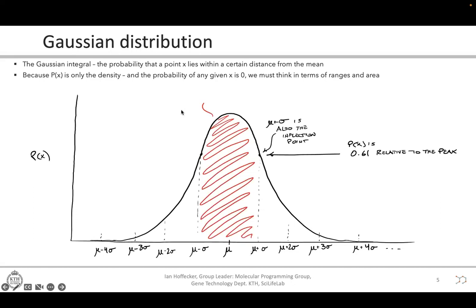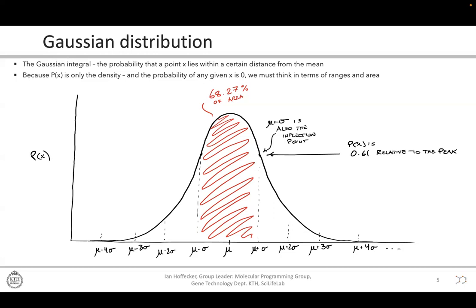And we can start to think about these areas. If we remember, for continuous probability distributions, we think in terms of ranges. A probability is 0 for any one point x value on a continuous distribution.